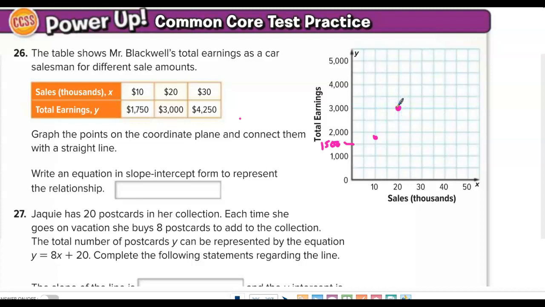Then at 34,250, again, this mark is 3,500. So it's going to be in between, and this one is 4,500. So it's going to be in between 4,000 and 4,500. So you should also have a mark there.